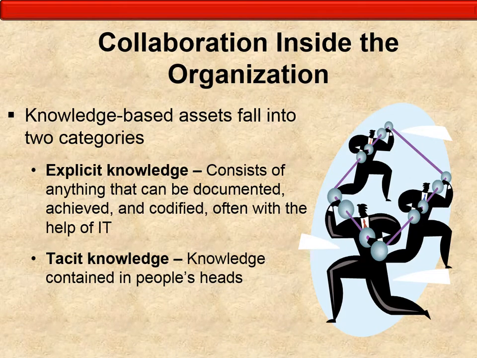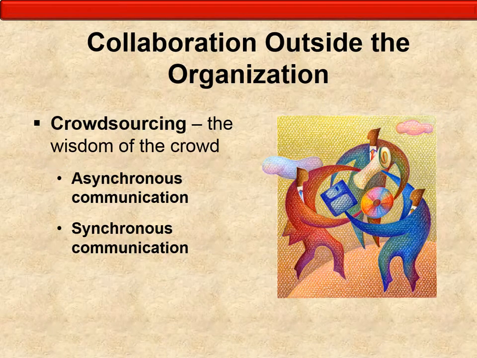Knowledge, collaborating inside the organization, assets fall into two categories: explicit knowledge and tacit knowledge. Explicit consists of anything that can be documented, archived, and codified, often with the help of IT. And usually the help of IT means that they help provide that platform for that to happen. Tacit knowledge is knowledge contained in people's heads, such as Joe, and what are we going to do with Joe's knowledge when he walks out the door.